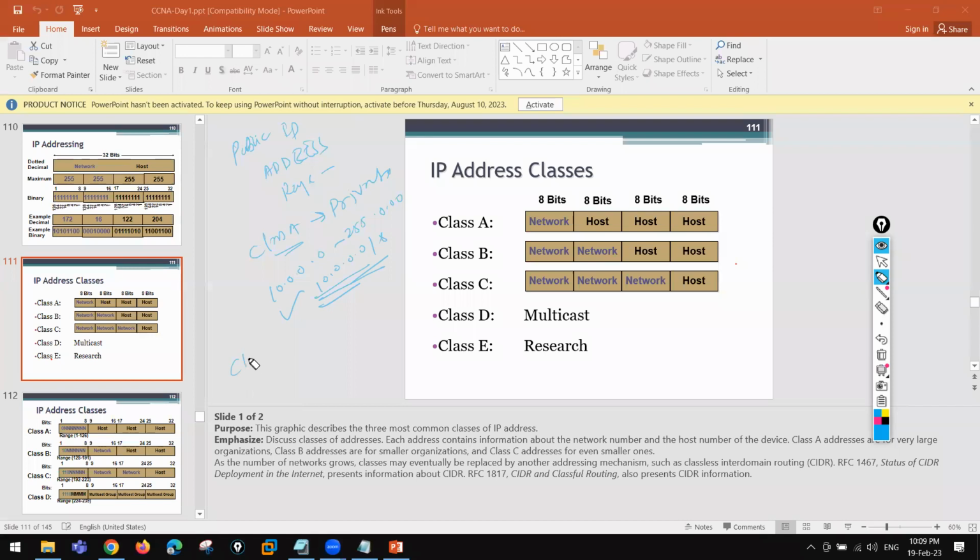And then what is in class B? The private range of IP is 172.16.0.0 to 172.31.0.0, so this is /16. And what is there in class C? Anybody knows the class C private range of IP? 192.168.0.0. It's everywhere in our home routers, right? By default, it's 192.168.0.0 to 192.168.255.0, /24.